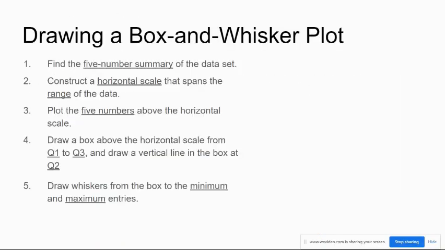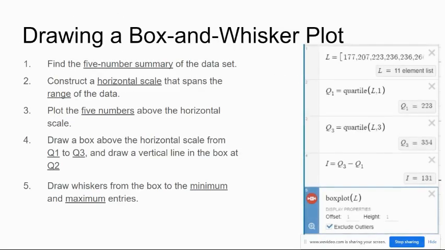How to do this in Desmos. So once you've got your list in there, all you need to do is type the word box plot, parentheses L, and then you decide if you want to include or exclude the outliers. If you exclude the outliers, it'll show that little dot way out there, but it'll only make the box plot go out to, you might not be able to tell, but this is the 400.